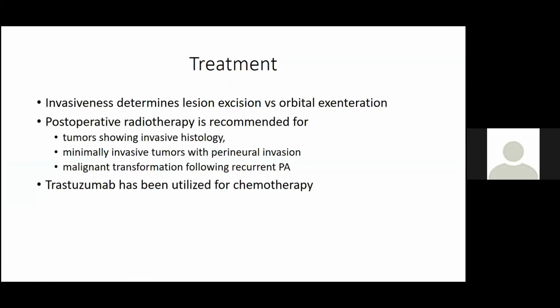Treatment is dependent on the invasiveness of the tumor and can determine either lesional excision versus orbital exenteration. For invasive tumors, for tumors with perineural invasion or with malignant transformation following recurrent pleomorphic adenoma, it's recommended that the patients get postoperative radiation, and in some cases, trastuzumab has been used, although again, there's just not a lot of data because this is such a rare clinical entity.